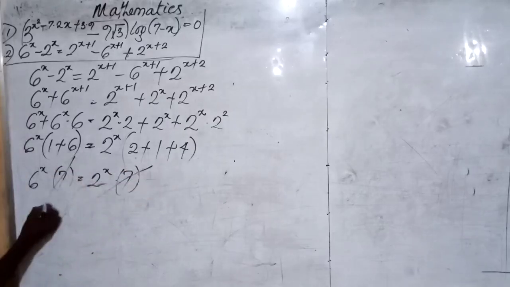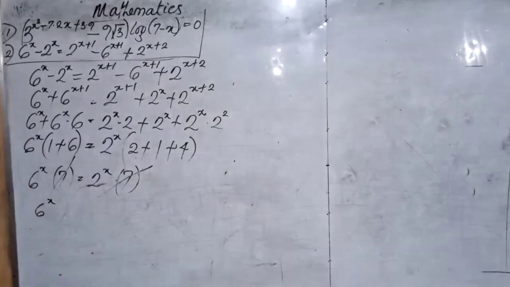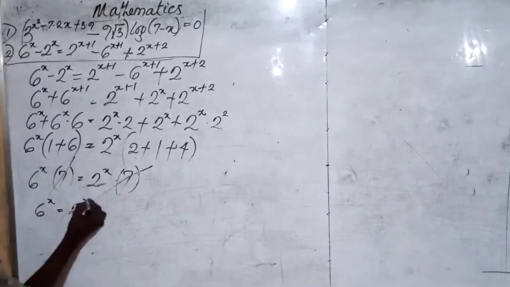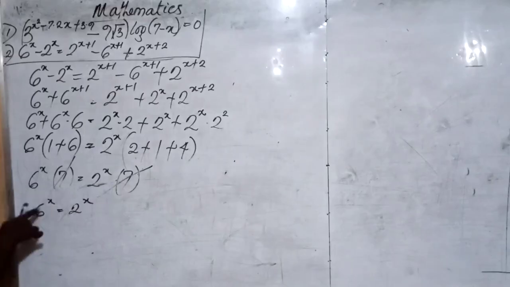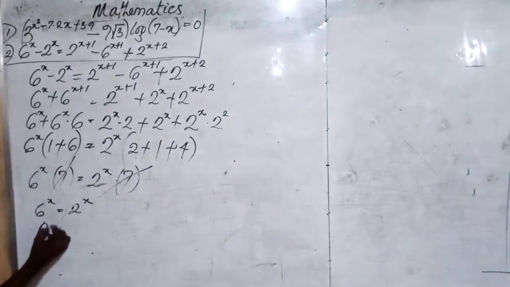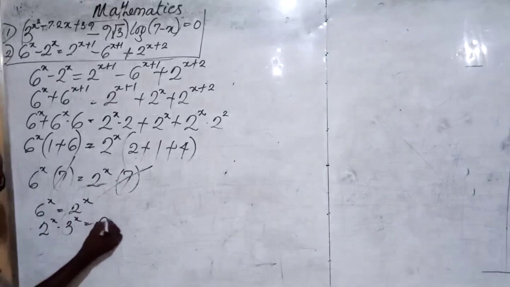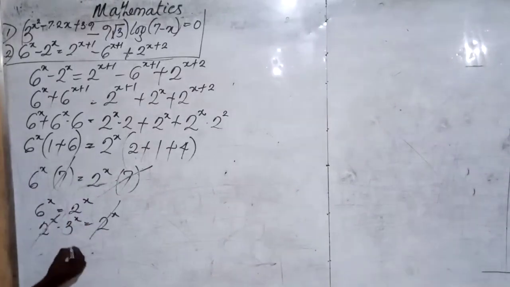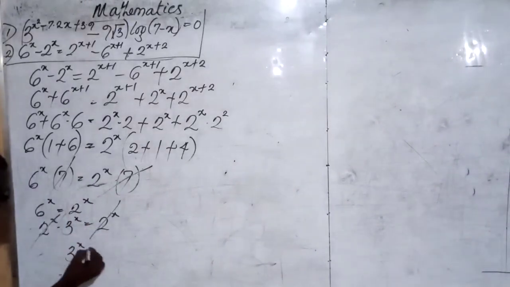So this can take care of this. So I have 6 raised to x is equal to 2 raised to x. Oh, okay. So we'll now break this guy up so that we have 2 raised to x times 3 raised to x is equal to 2 raised to x. All right, so this takes care of this. And we have 3 raised to x is equal to 1.